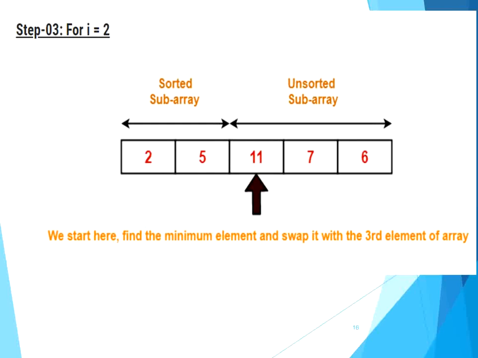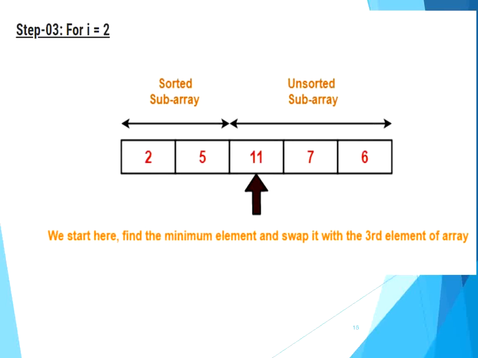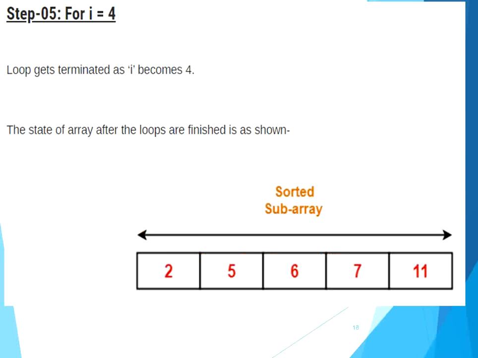Again we will move to the next and find the second minimum value, and we will swap it with 6, and again we will find the minimum element, swap it with the third element of the array, and then the fourth, the 7 is minimum, and the 11. At the end we will find the list sorted when i is equal to 4, because we have 4 elements. We have i starting from 0 to 4.